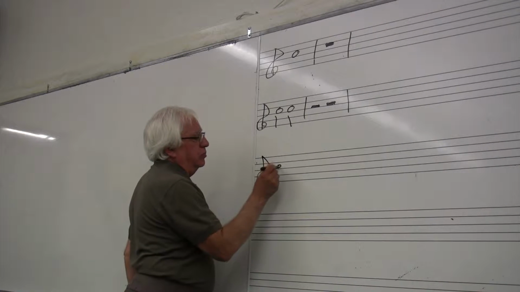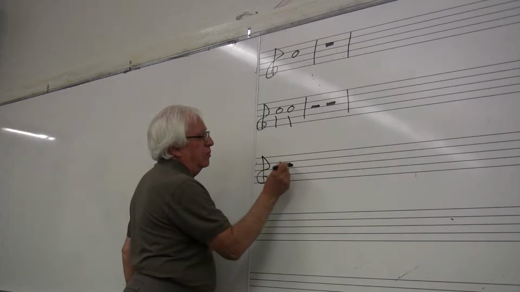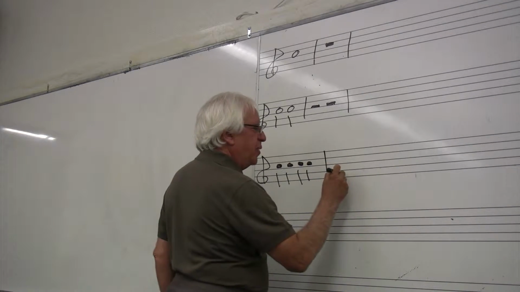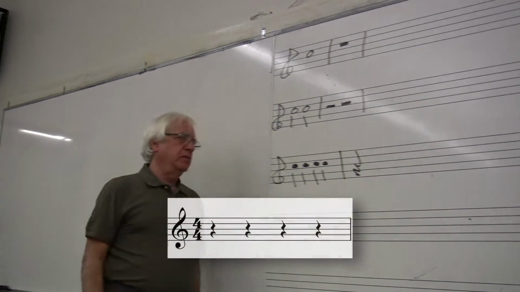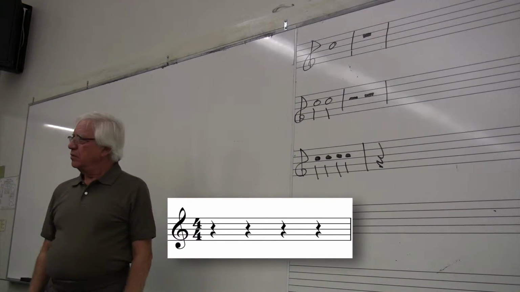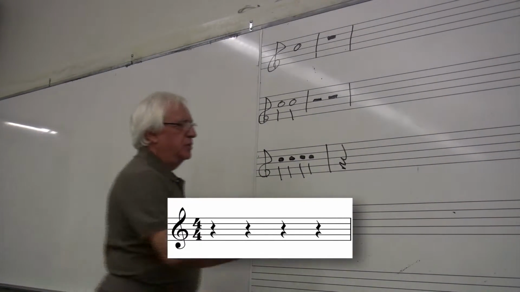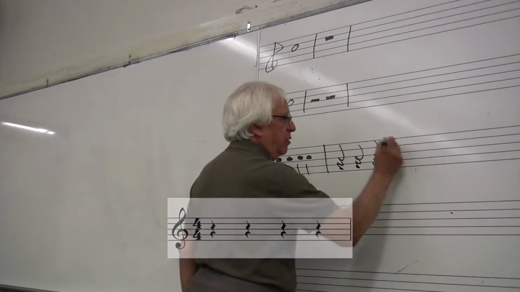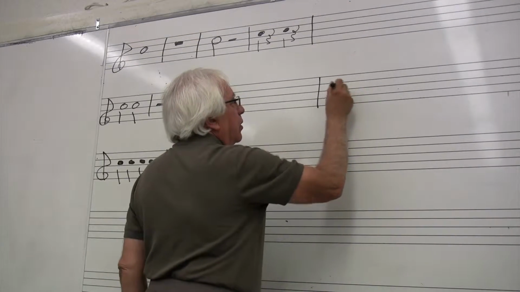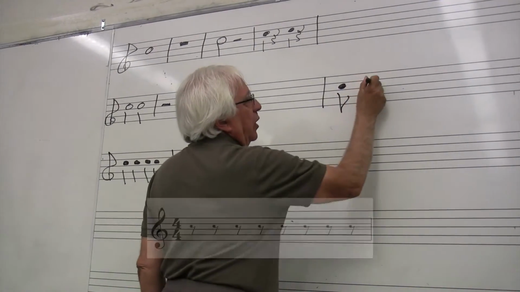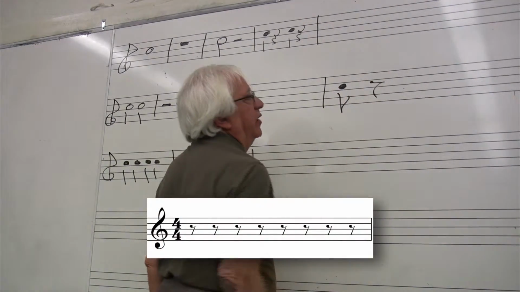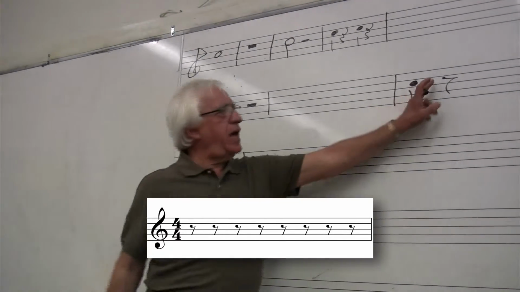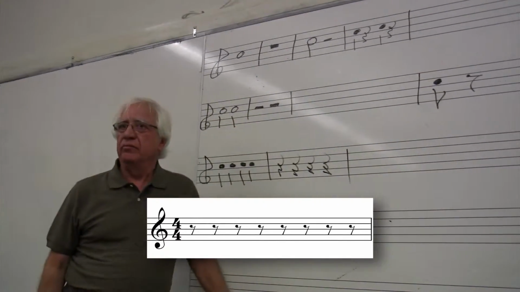Okay, quarter note. It's like a backwards 3. That's a quarter note rest. Backwards 3. Eighth note is a little 7 like that. Got a little dot, and then it's a 7.